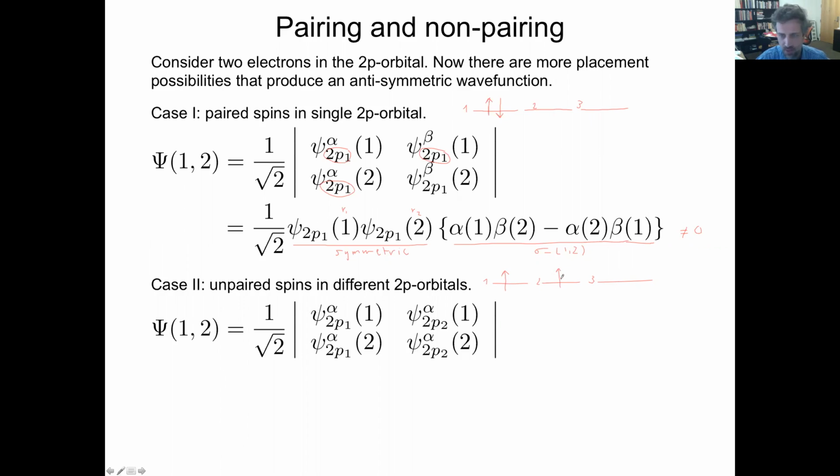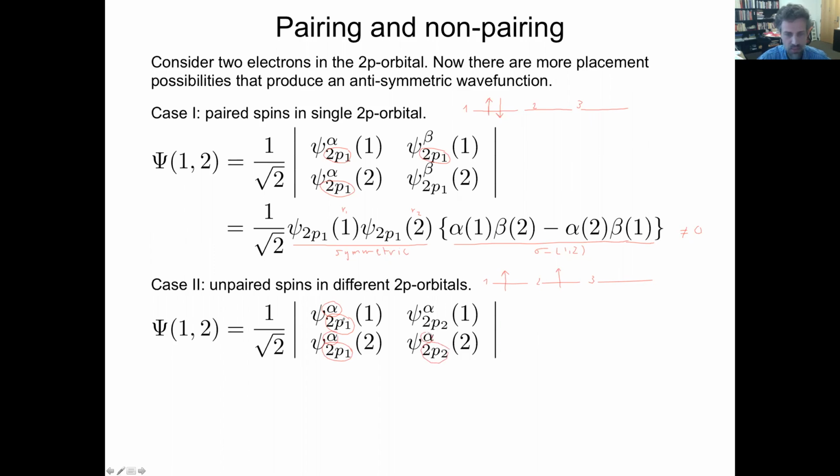I already know that if I put this guy in the same one, then I'm going to get a Slater determinant that's going to give me 0. I don't want that, so I want to put it into another orbital state. And this is what the Slater determinant looks like in that case. So particle number 1 must be in 2p1, in the alpha state. So I want both to be spin up. Particle number 2 could be in the first one, also with spin up, or it could be in the second one, also with spin up.